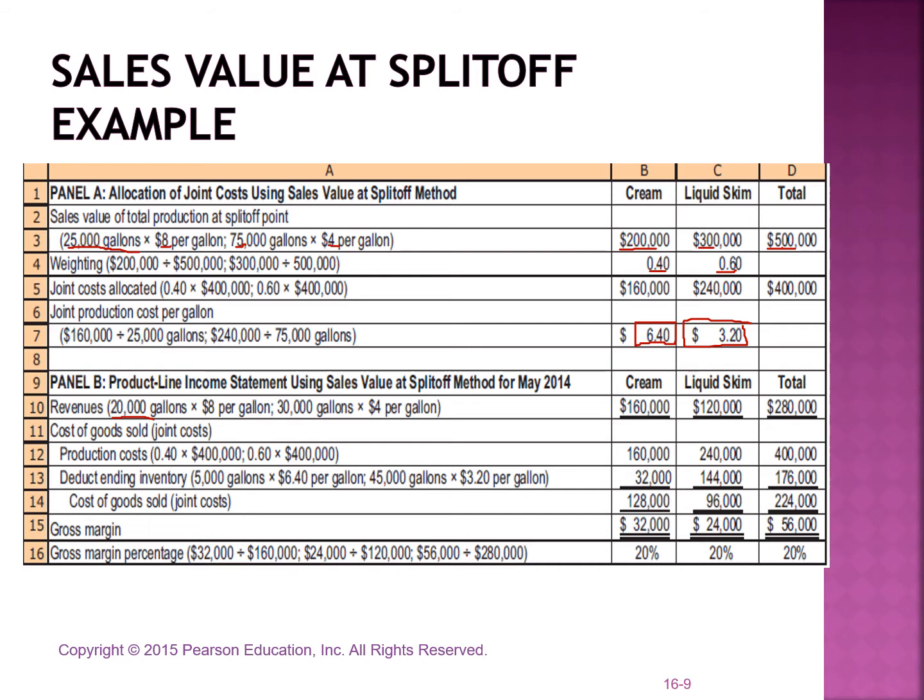The other product, which is liquid cream, we only sold 30,000 gallons, multiplied by 4, which is 120. So the total revenue is 280, minus the cost of goods sold. The cost of goods sold will be the production cost, which is the 160 that we already calculated here, and the 240 that we calculated there.